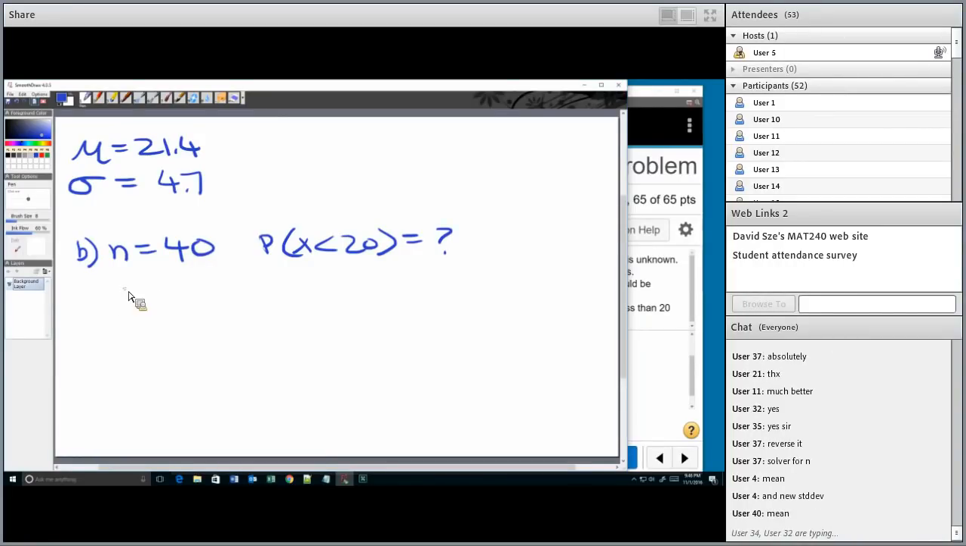Absolutely right, Angie. Very good. We have to find the mean. To be more precise, we have to find mu x-bar. So what is mu x-bar equal to? Very good, 21.4. Excellent. And what do we have to find next?